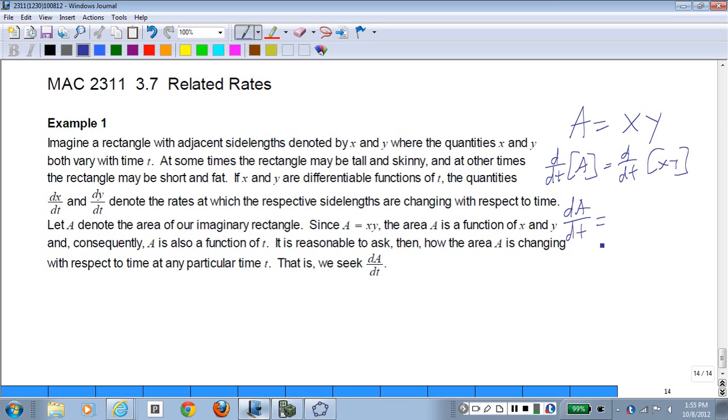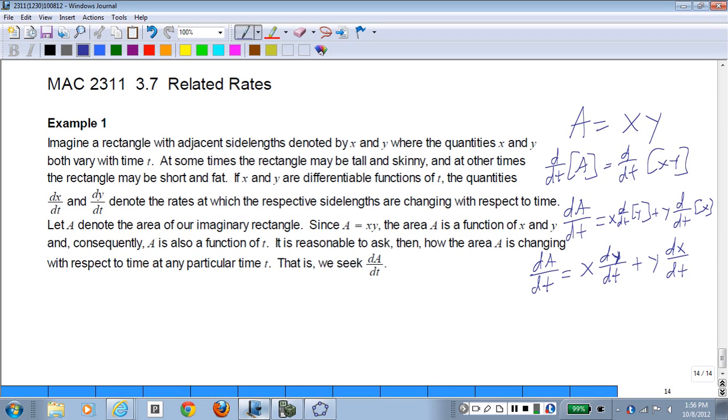On the right, it's the product rule, x times y. We've got to find the derivative of that. So it's the first times the derivative of the second, differentiating with respect to t, plus the second times the derivative of the first. So dA/dt is going to equal x times dy/dt plus y times dx/dt.